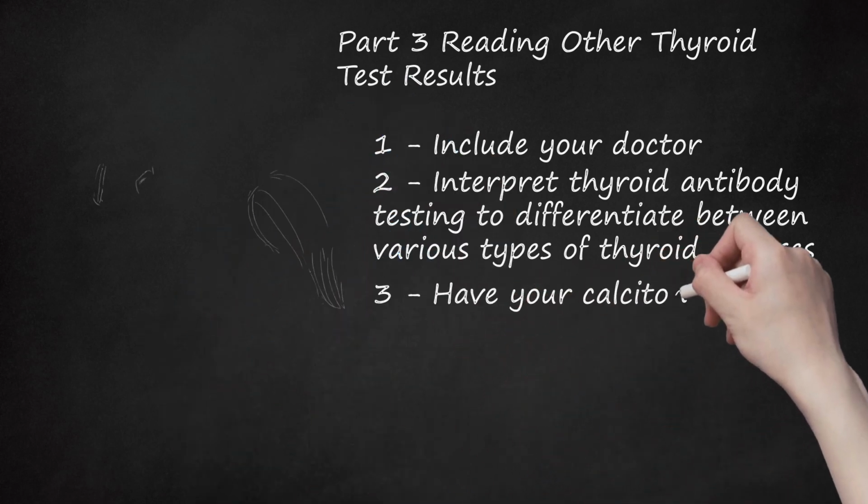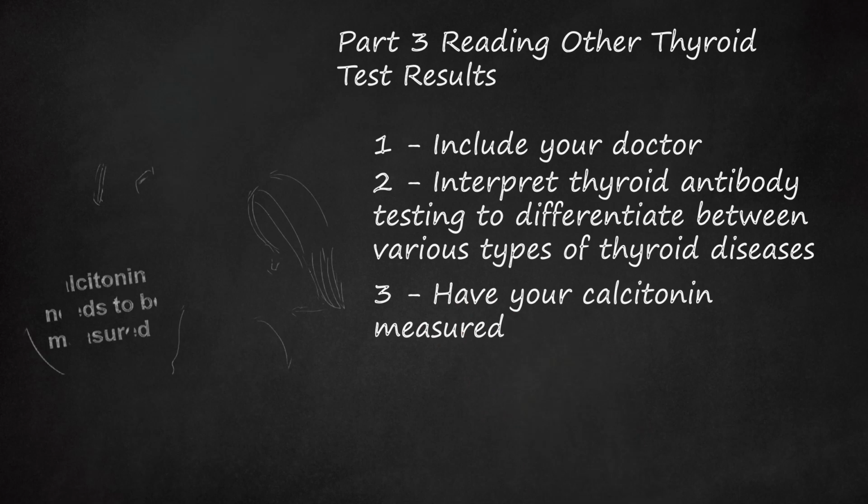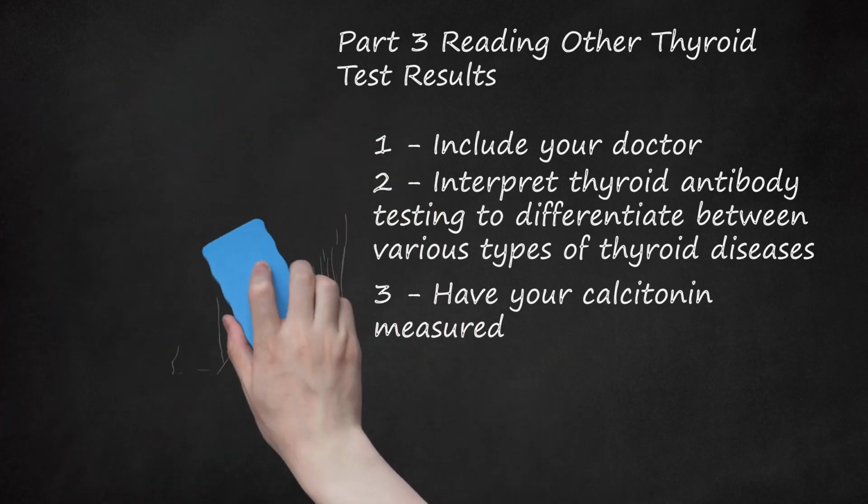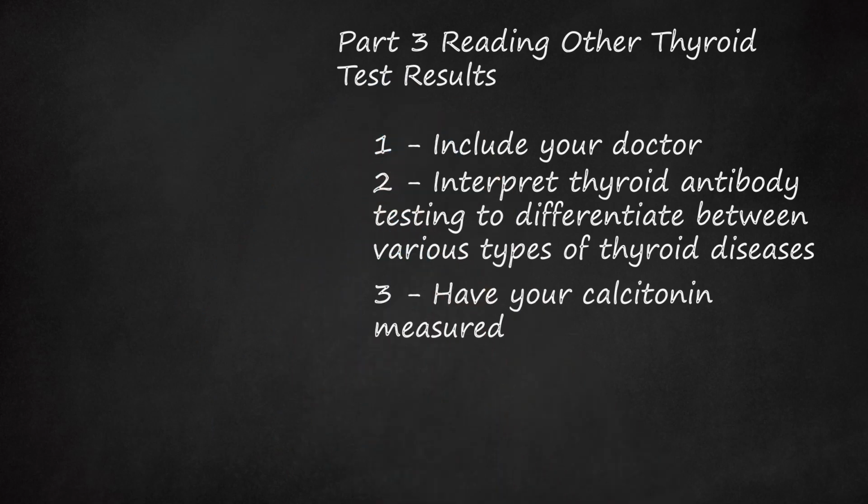3. Have your calcitonin measured. A calcitonin test may be performed to further investigate thyroid problems. Calcitonin may be elevated in cases of thyroid cancer, which may be the underlying cause behind various forms of thyroid dysfunction. The calcitonin value may also be high in cases of cell hyperplasia, which is another form of abnormal growth of cells in the thyroid gland.